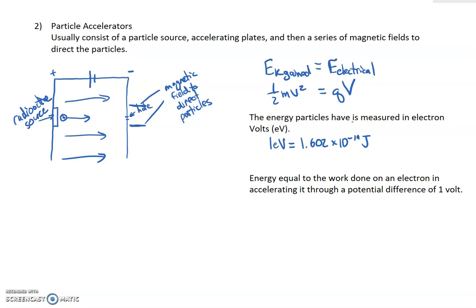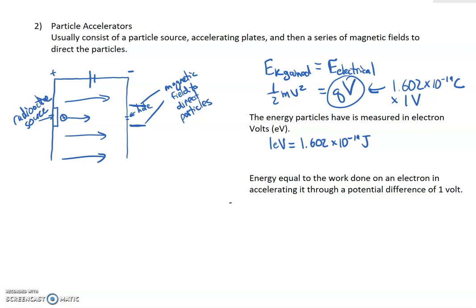So if you consider this, going back up to this equation right here, we're going to take that charge of 1.602 times 10 to the negative 19 coulombs and multiply that by 1 volt. Coulombs times volts gives us units of joules, and we're just defining this new thing as 1 electron volt. So that's what we measure things in.